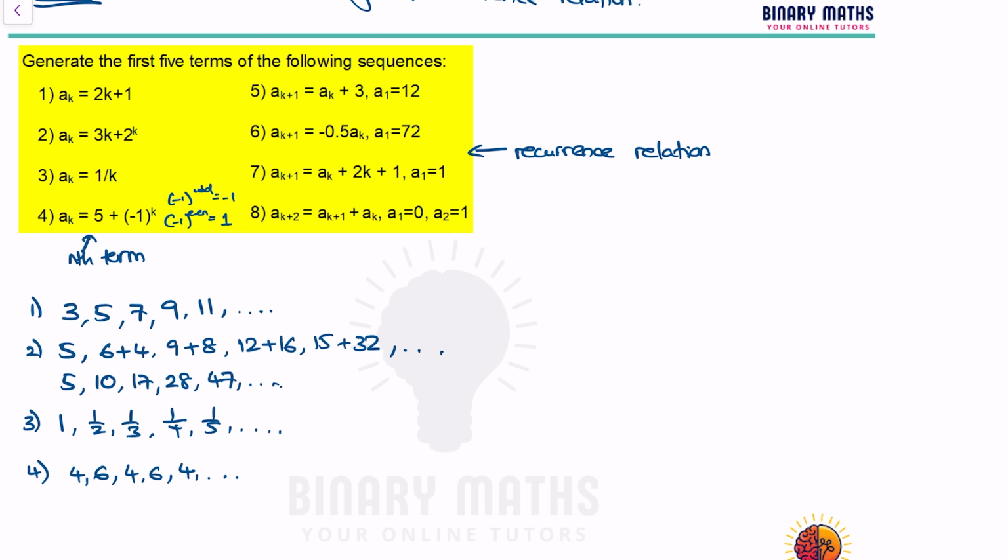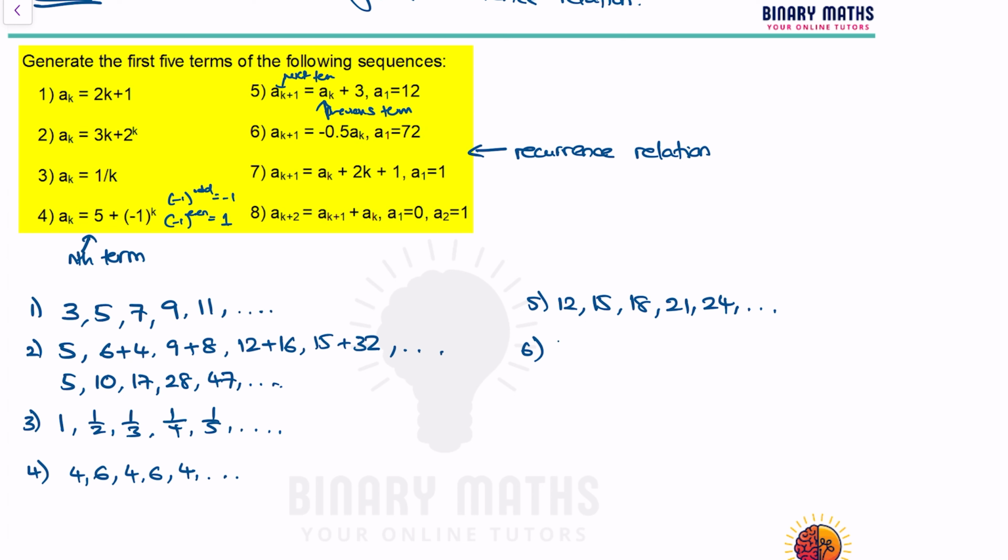Okay, next one is 5. So these are the recurrence relations. A_1 is 12. They always give you the first term at least. To get the next term, I have to take the previous term and add 3. So 12 is the previous term, add 3 gives you 15. To get the next term, I take the previous term, which is 15, add 3, 18. 18 add 3 is 21. 21 add 3 is 24.